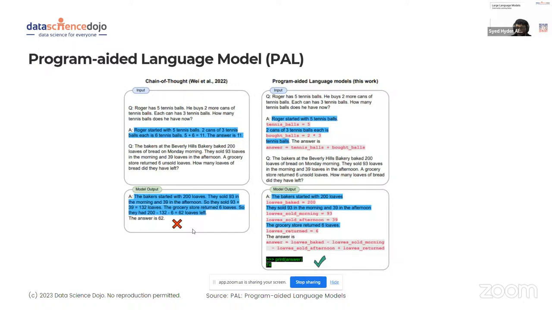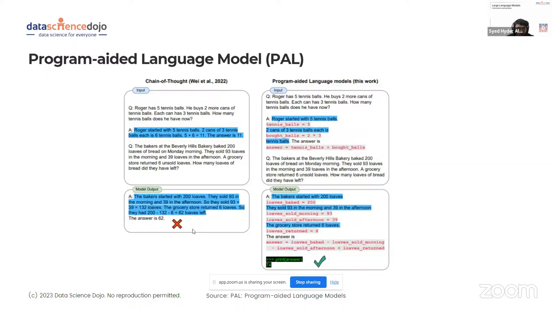The bakers started with 200 loaves, and it saved it to this variable, and now it has that context. Okay, loaves of bread baked, 200. They sold 93 in the morning and 39 in the afternoon. So now it generated this code, with 93 sold in the morning and 39 sold in the afternoon. The grocery returned 6 loaves. So now you could see that it knows that we have 6 loaves returned, and our final answer is loaves baked minus loaves sold.